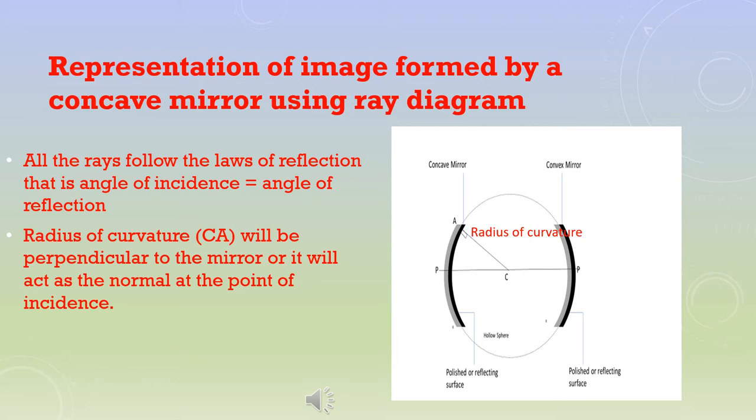First one is, all the rays follow the laws of reflection. That is, the first law of reflection is angle of incidence is equal to angle of reflection, and the second law is incident ray, reflected ray and normal all lie in the same plane. We studied that before, in grade 8 itself.